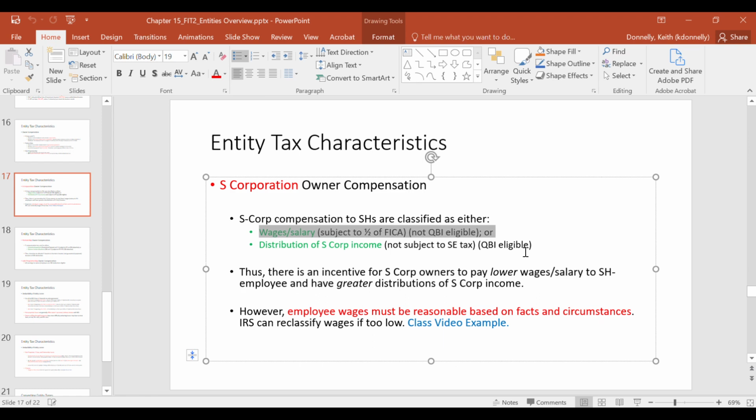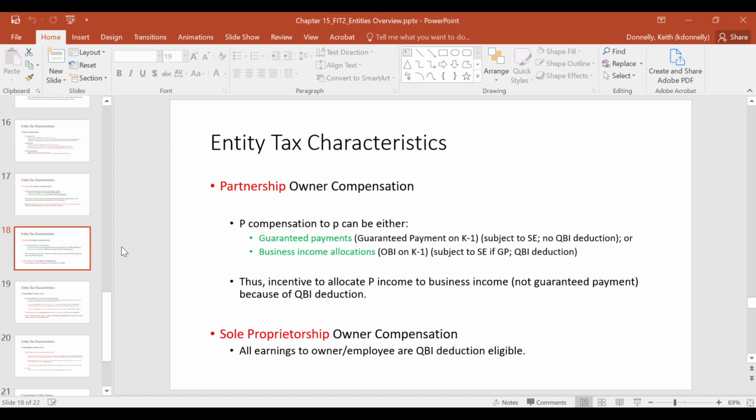The IRS says no, you can't do that. You have to pay yourself a reasonable wage, and reasonable means reasonable. Like, what's the fair market value of your services, or what somebody who's doing this job would be expected to be compensated? They have different standards for determining that.